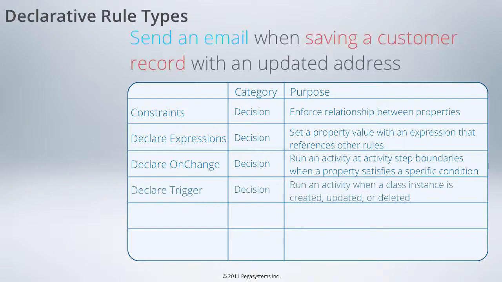Declare trigger causes an action, or specifically, an activity to run when instances of a specific class are created, updated, or deleted in the database. For example, we can use a declare trigger to send an email whenever a customer case is updated, perhaps with a changed address or preference.